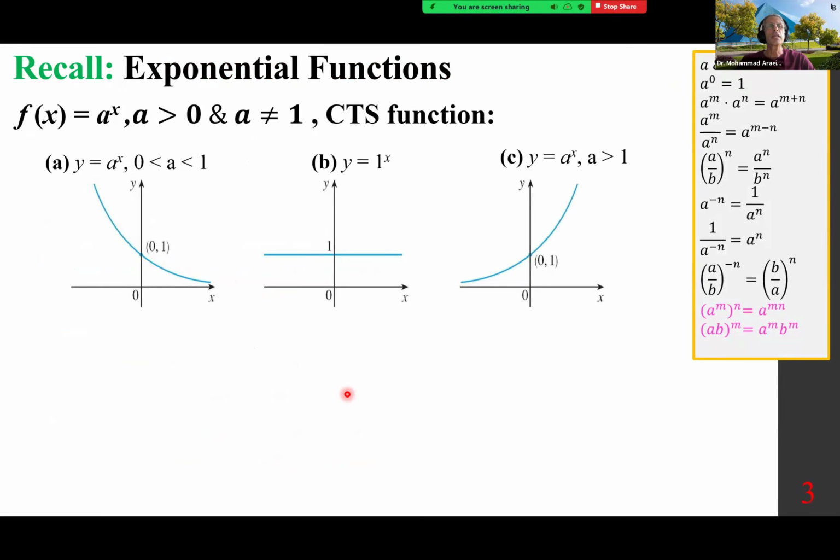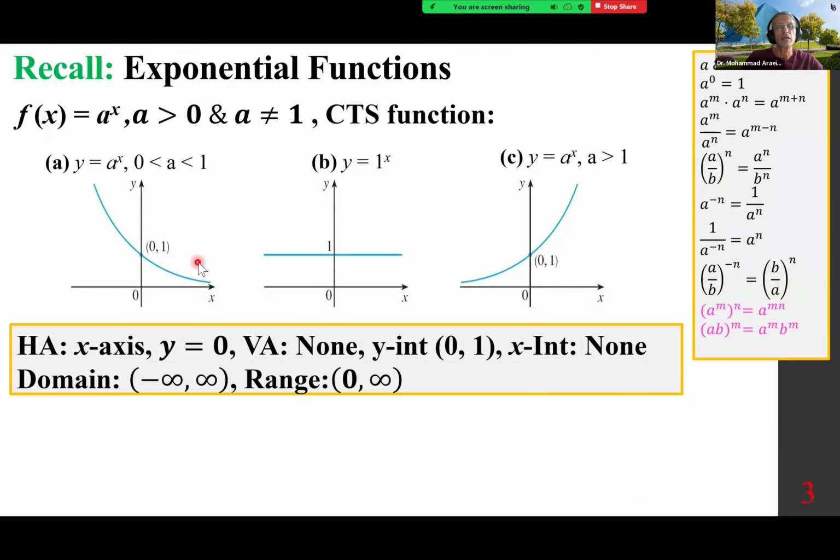So a quick recap: exponential functions are in the form of f of x equals a to the power of x, where a is larger than 0 and a can't be 1. When a is 1, you don't have an exponential function. It is a horizontal line. So exponential growth, exponential decay. In both cases, the horizontal asymptote is the x-axis, y equal to 0. Vertical asymptote, you don't have any. Y-intercept at (0, 1). X-intercept none. Domain, all real numbers. Range from 0 to infinity.